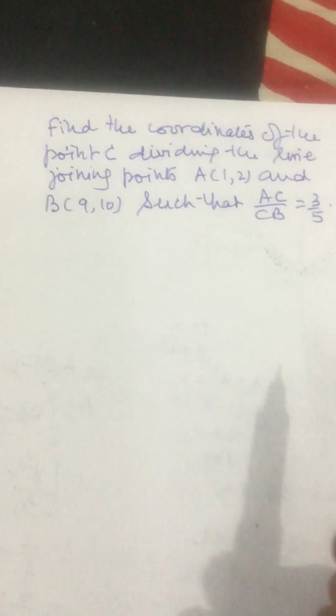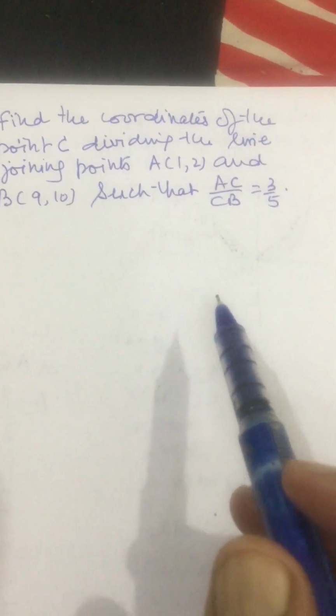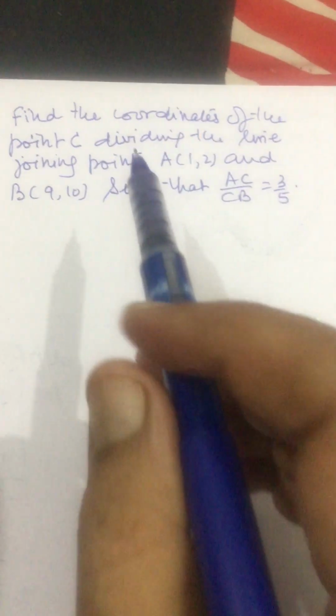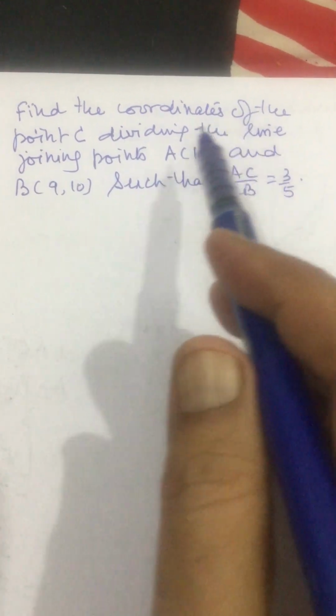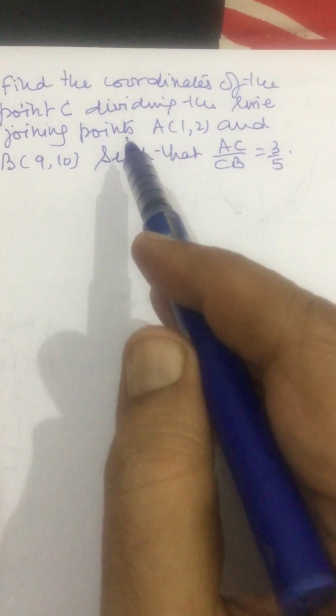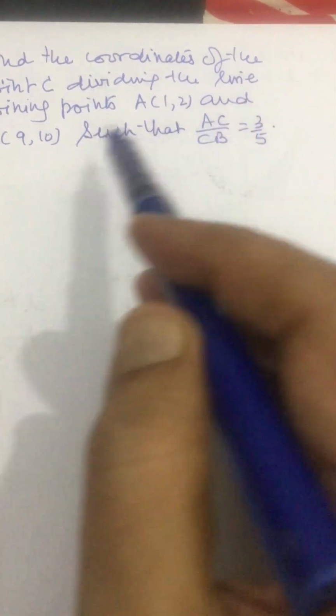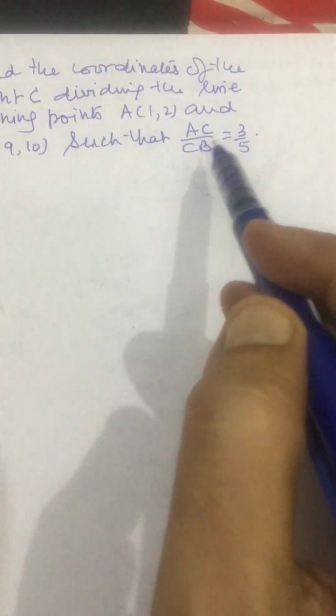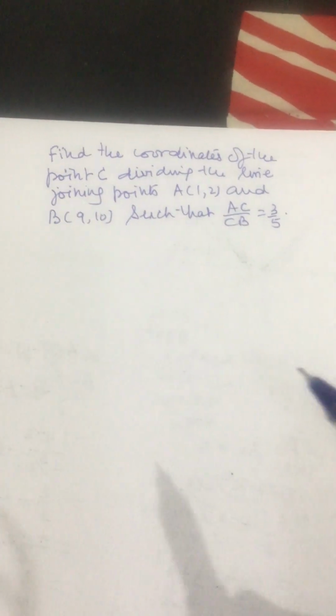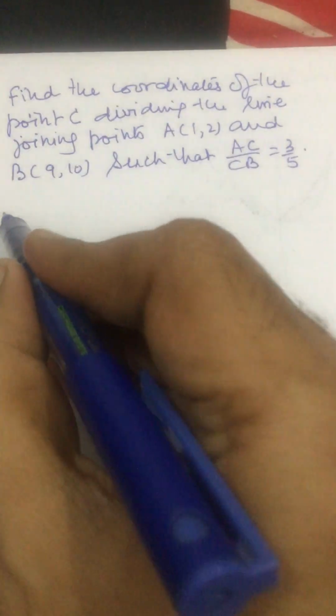In this video, we'll solve one problem on straight lines. Find the coordinates of the point C dividing the line joining points A (1, 2) and B (9, 10) such that AC upon CB is equal to 3 upon 5. For solving this problem, we'll use two methods. First method.